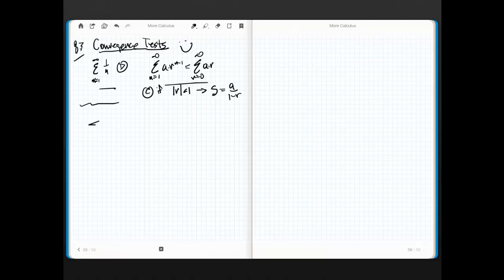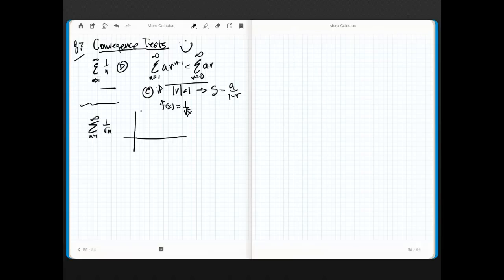So let's take a series, just for giggles. Let's do 1 over root n, going from n equals 1 to infinity. I'm going to see if this thing converges or diverges. Now, the easiest way to do this, and it's actually quite cool, is to think of this as though it comes from the function f of x equals 1 over root x.